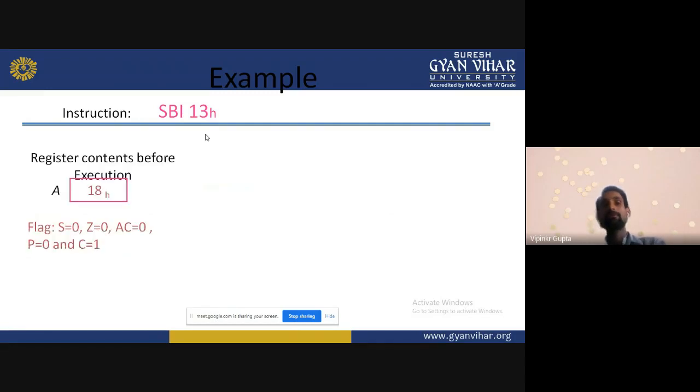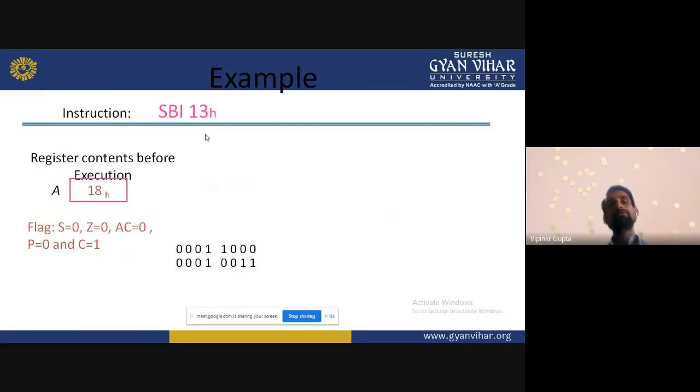As an example, suppose I am writing a program: move immediate A comma 18H, SBI 13H, and then halt. So we will check the result and the flag register value also. In the previous flag value, S is 0, Z flag is 0, auxiliary carry is 0, parity flag is 0, carry flag is 1. These are the values which are given.